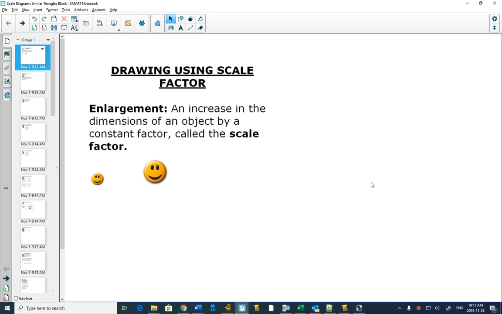And if you do it by a constant factor, like that happy face looks like everything has been doubled, it's now twice as high, twice as wide, twice as happy. That would be called an enlargement. And how much you multiplied by would be called the scale factor.